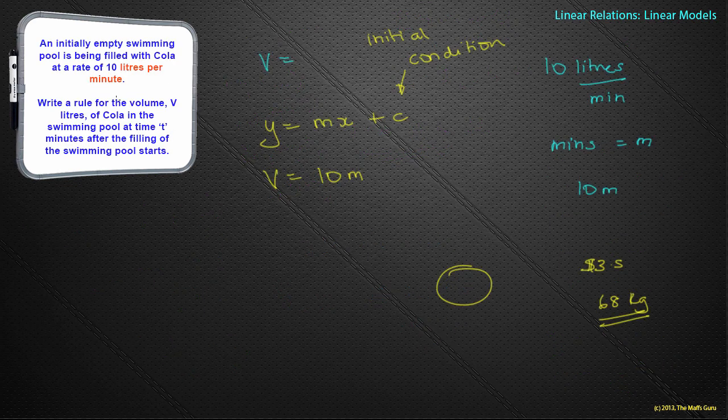So let's go back to my question. Oh, hold on, an initially empty swimming pool. So if it's initially empty, I would suggest then that c equals 0. And so I have that my volume is equal to 10 times m, which is otherwise known as the volume is equal to 10 times the number of minutes I'm filling my swimming pool with. Look, another trivial example, but again, the general idea. That reaches the end of this video. Hope you've learned something new.